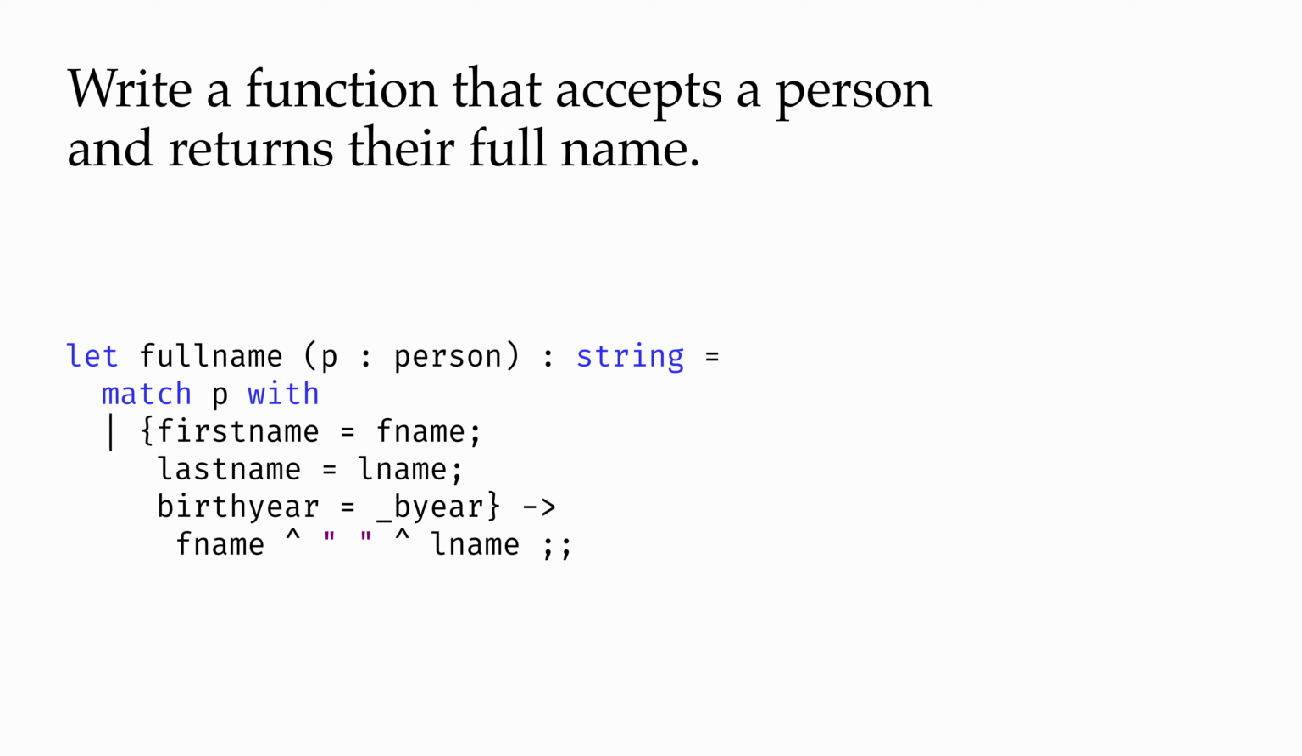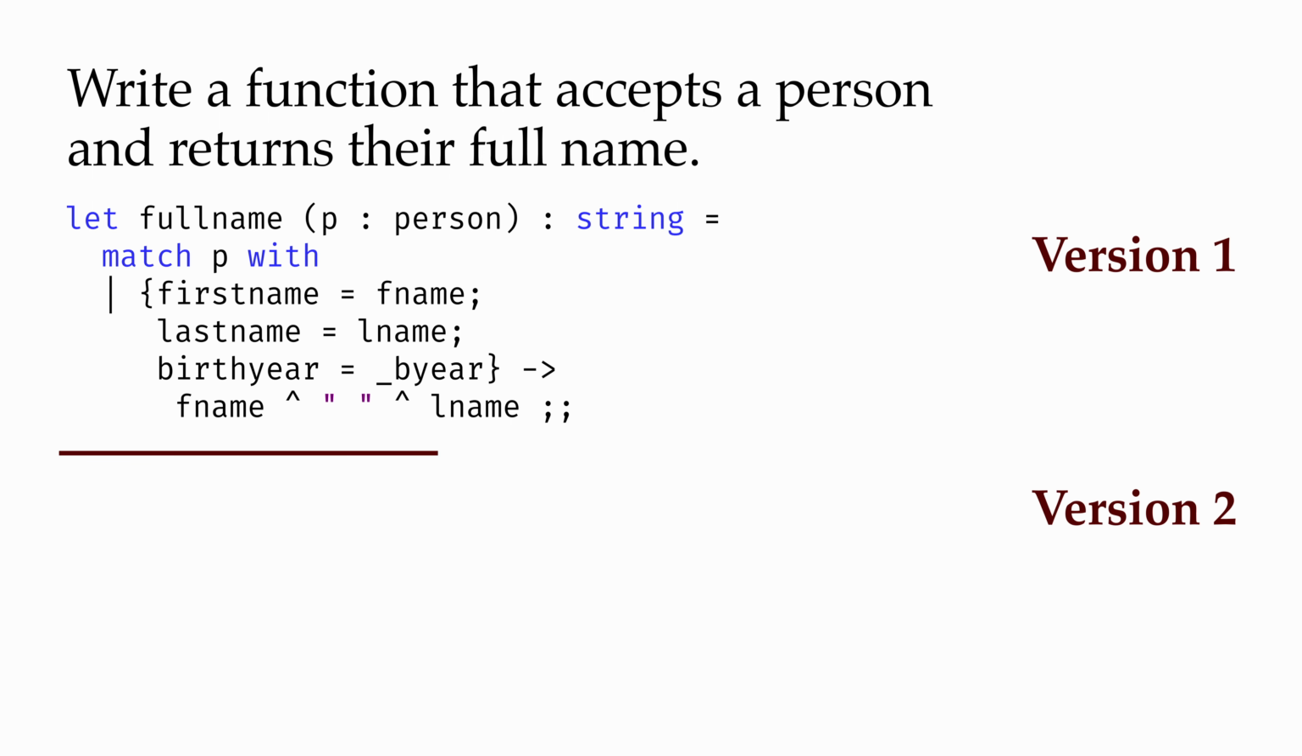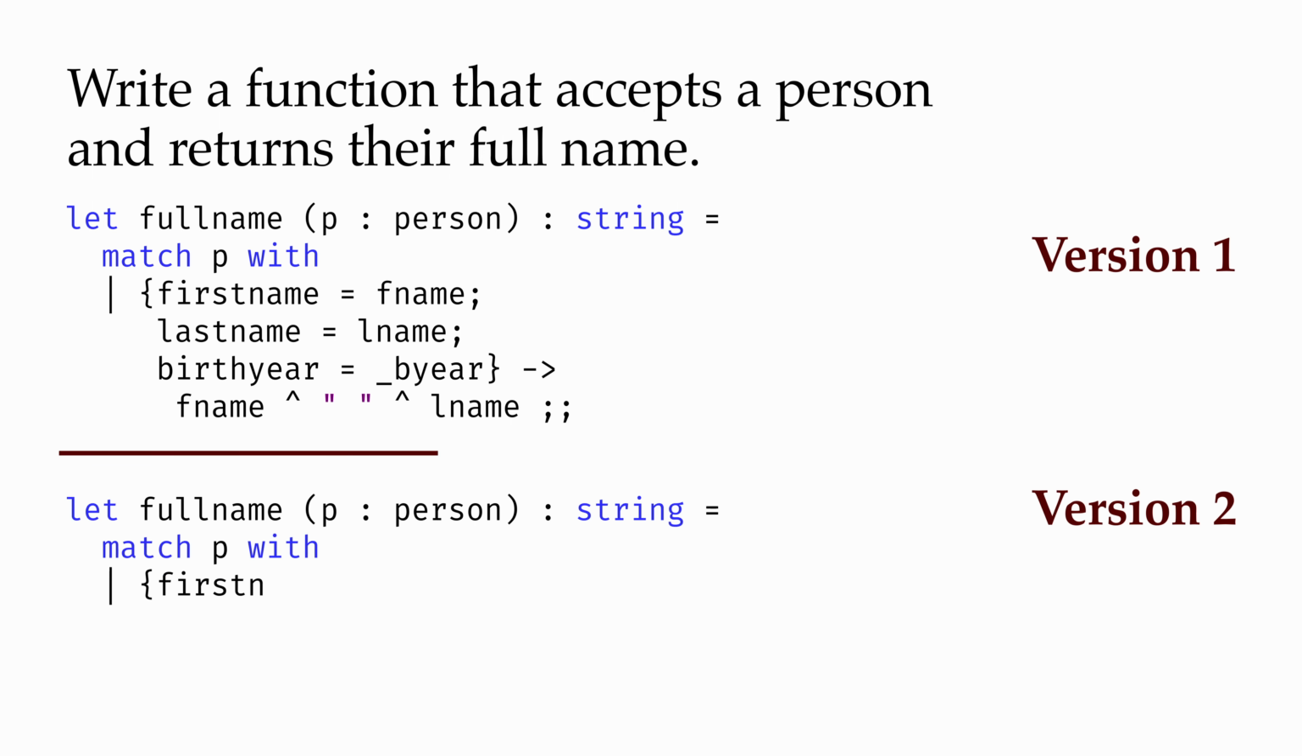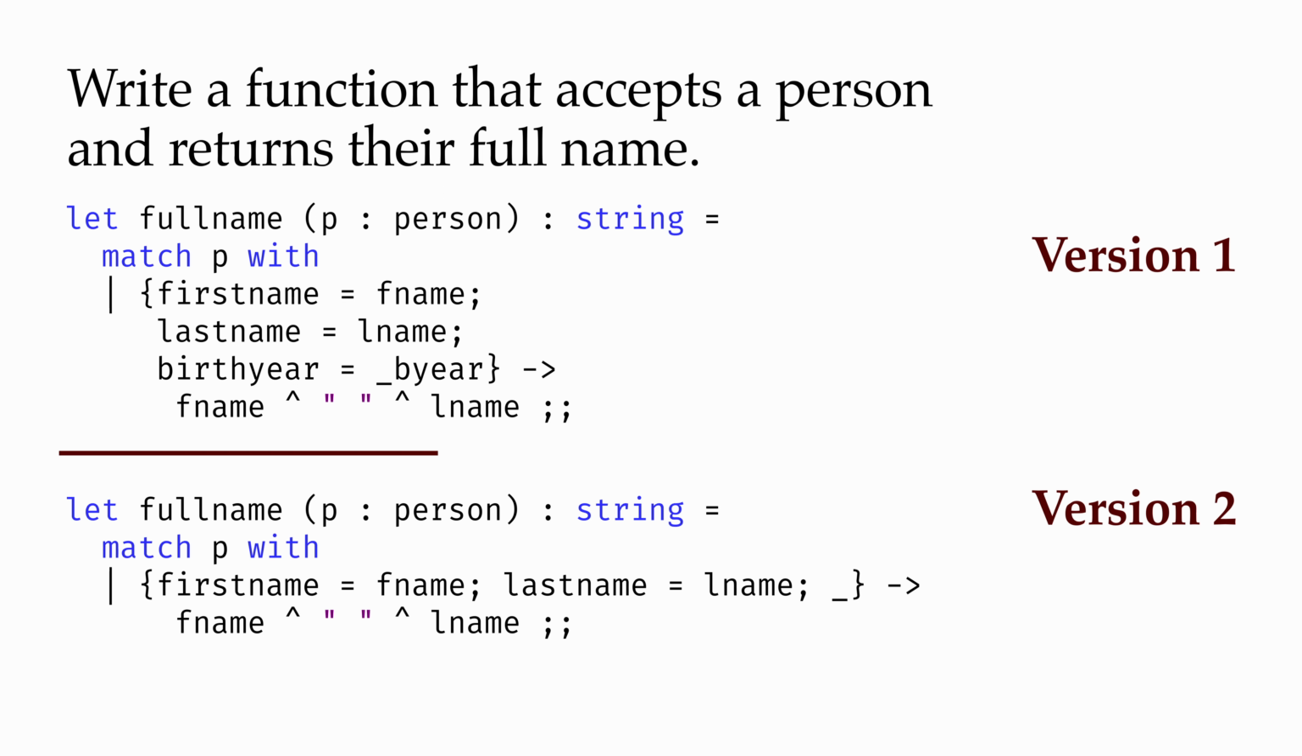First, we pattern matched against all of the fields in the record, when really we were only interested in 2, the first name and the last name. The birth year isn't relevant to us when we're generating a person's full name. In a record pattern, we can instead match against only a subset of a record's fields, using an underscore to stand in for any remaining fields. So here, we can use an underscore to stand in for the remaining fields, in this case just the birth year, so that our code can make reference to only the fields we're interested in using.